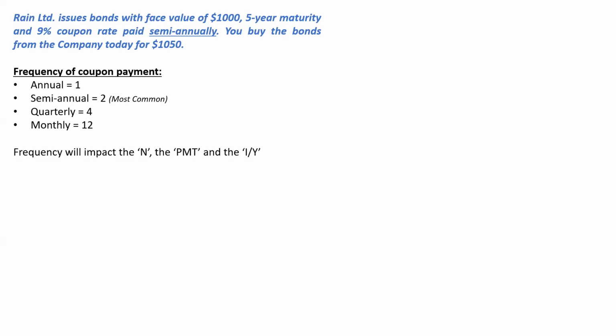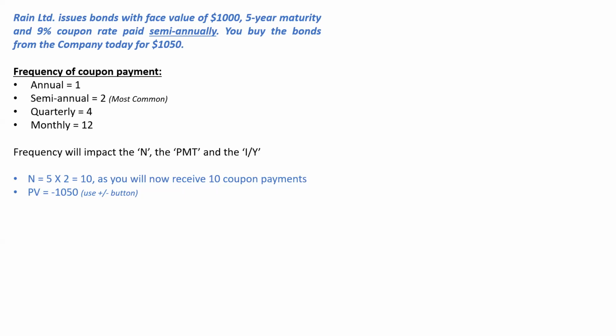So the frequency is going to impact the N. It is going to impact the PMT, and it is also going to impact the I/Y. So we have to adjust the frequency when it comes to the N, the PMT, and the I/Y. Let's see how to do that. So first is N. This is a 5-year coupon paying bond, and every year you are going to get 2 coupon payments because it's a semi-annual coupon paying bond. So 5 multiplied by 2, N is going to be 10, as you will now receive 10 coupon payments.